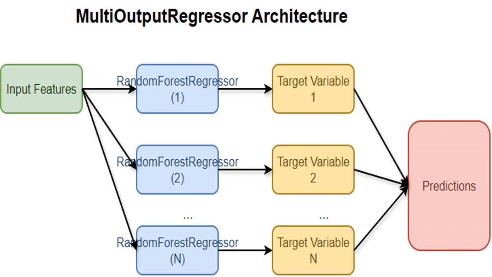Random forest regressor 2 is one of the individual machine learning models used within the multi-output regressor. Each model focuses on predicting a single target variable. In this case, this specific random forest regressor predicts target variable 2. Remember, random forest regressor is a type of algorithm.